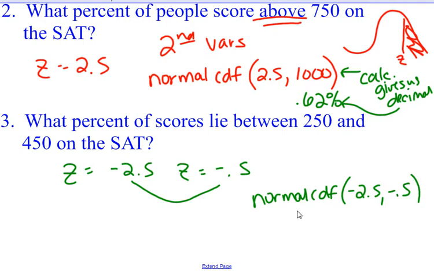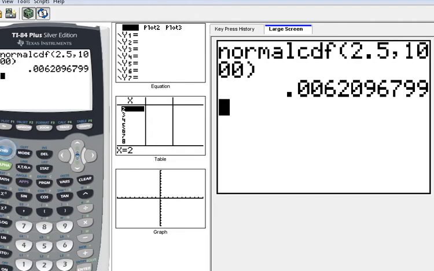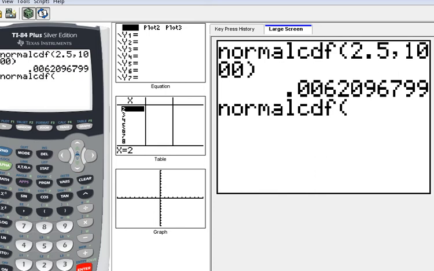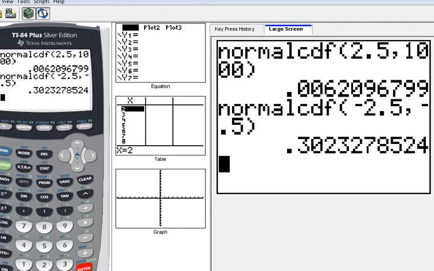So on my calculator, I go back to that same spot. Second, normal CDF, negative. Make sure you use the negative key and not the minus key, because that can make a difference. And then negative 0.5. This will do all that subtraction and calculating work for me. Notice it says 0.3023. And we will round to the nearest hundredths again.